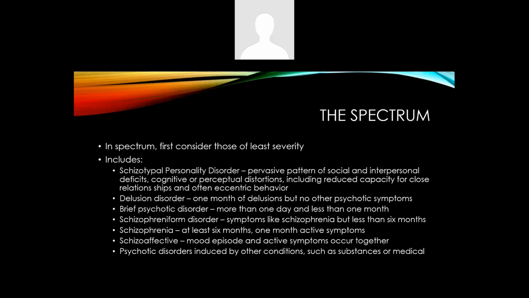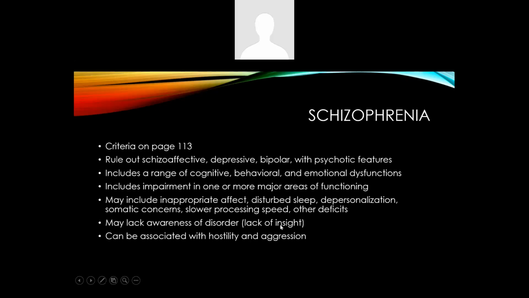Schizophreniform is similar to schizophrenia, but lasts less than 6 months. Schizophrenia is going to be at least 6 months with 1 month of active symptoms. Schizoaffective combines mood episodes as well as some of those issues such as hallucinations or delusions. And then psychotic disorders induced by other conditions might be medical, might be substance use, that kind of thing. So we have quite a spectrum going on here.